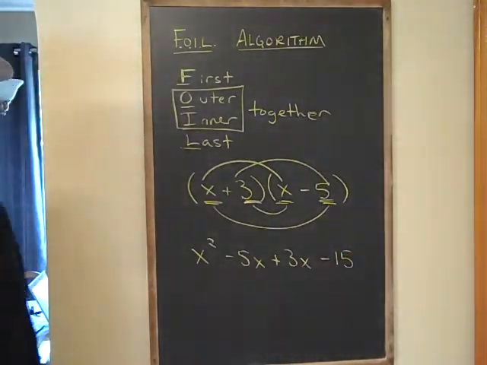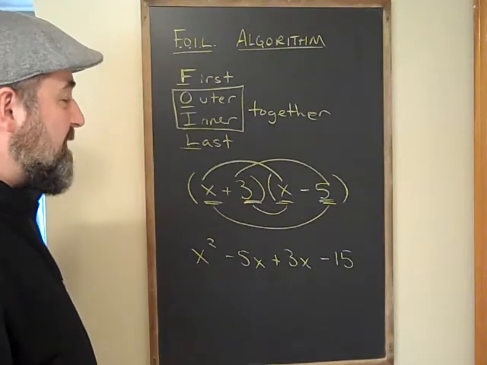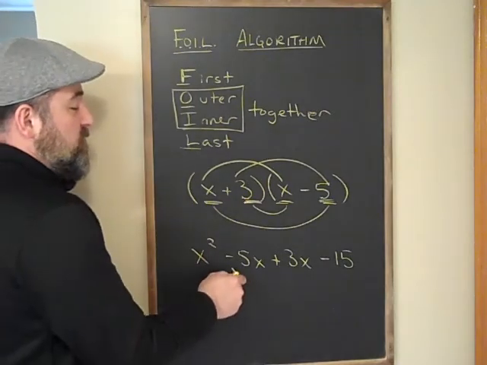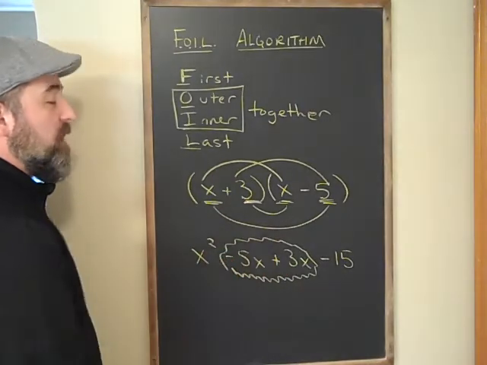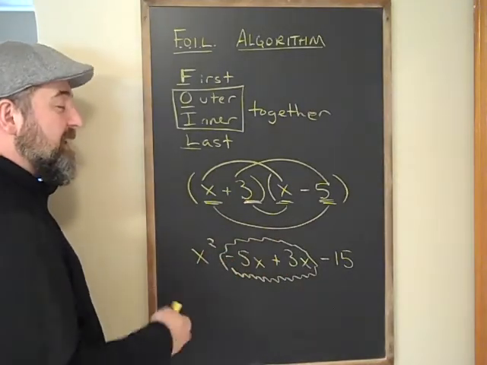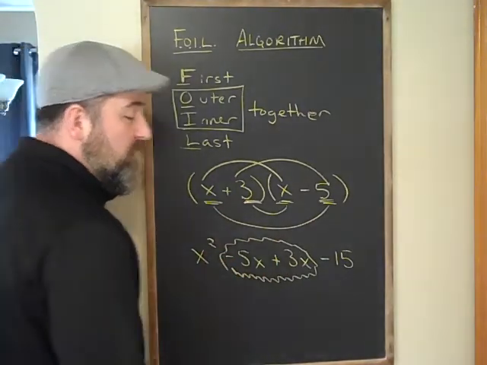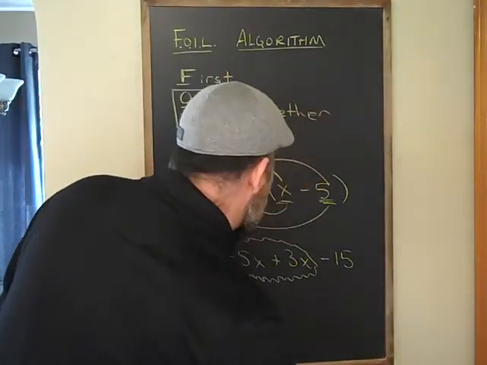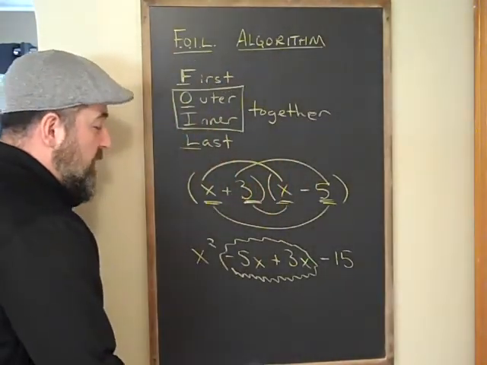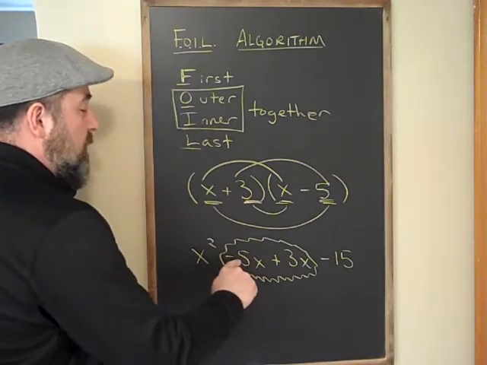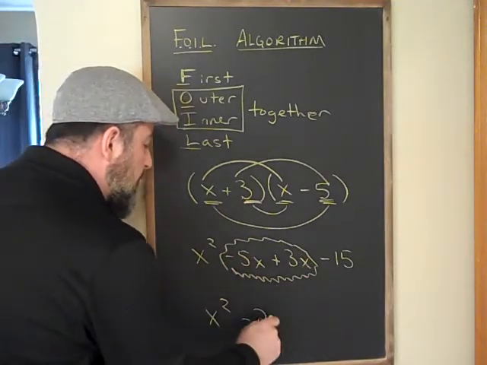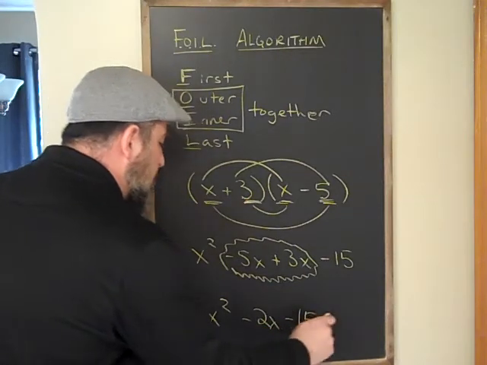Now, if you're using the FOIL algorithm the way it's intended to be used, you shouldn't write these two products together. You should do that more or less in your head. So I'll show you what I mean. Well, first, before I get there, I'm going to finish this up and simplify. The product is going to be x squared minus 2x minus 15.